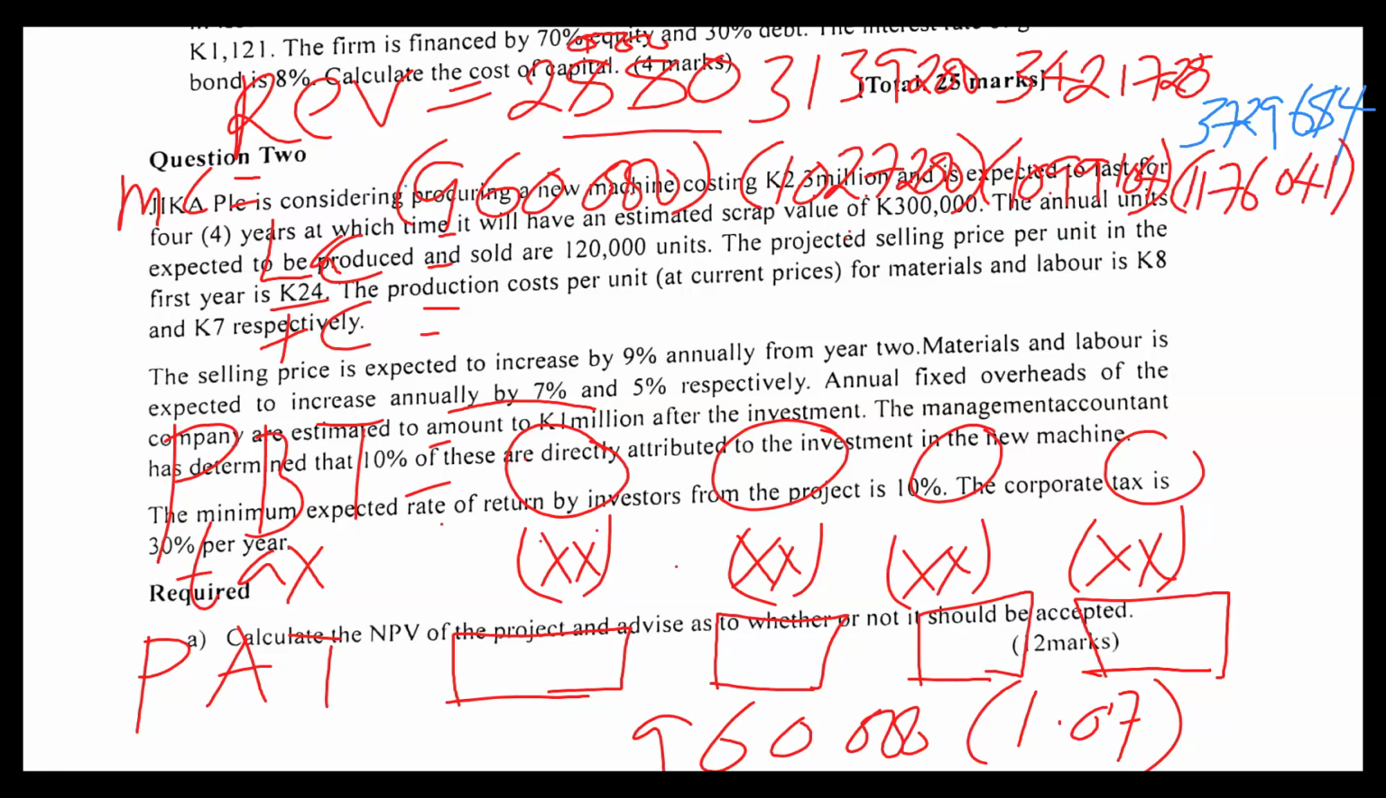Up to now, have I lost anyone? Sir, there's a decimal. Do we round it off? Yeah, you can round it off. Thank you for the question.